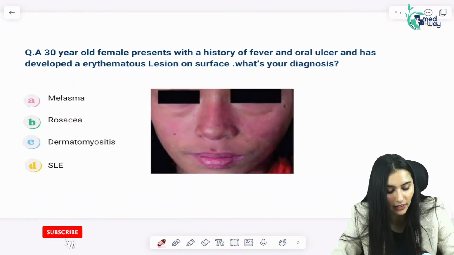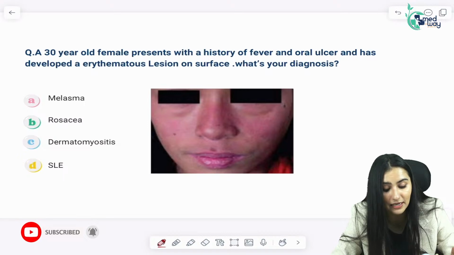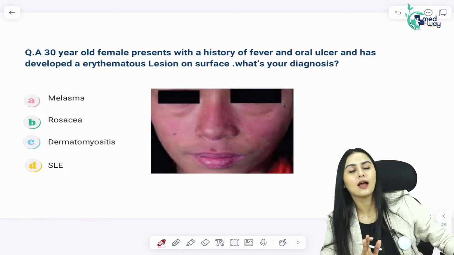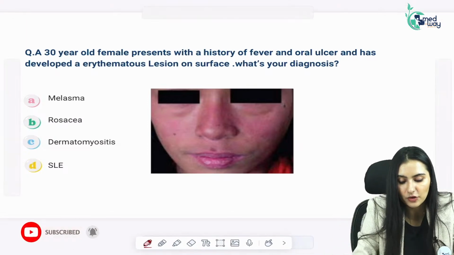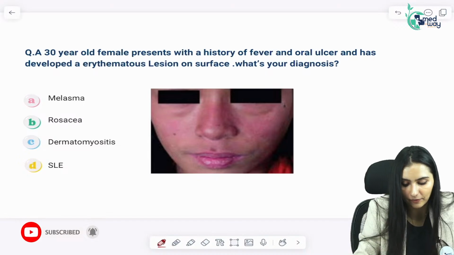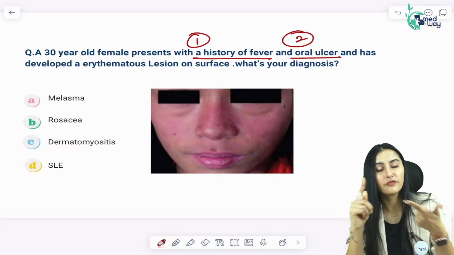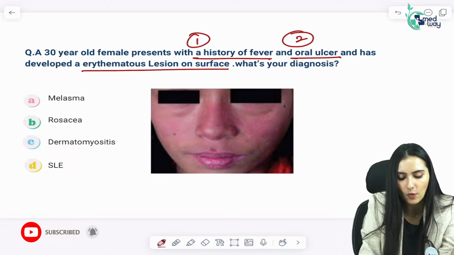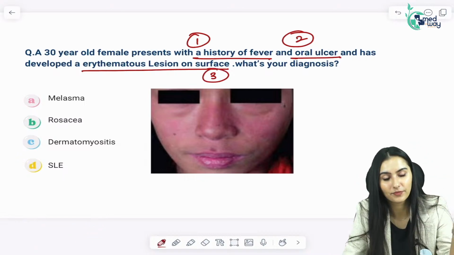Okay. A 30-year-old female presents with a history of fever and oral ulcers and has developed an erythematous lesion on the surface. Now, what is your diagnosis? Again, don't look at the picture. There is history of fever, that is the first thing, okay. Then there are oral ulcers, that is the second thing. Fever happened, they had ulcers. Now they have an erythematous lesion on the skin surface. What is your diagnosis? What does it point towards?